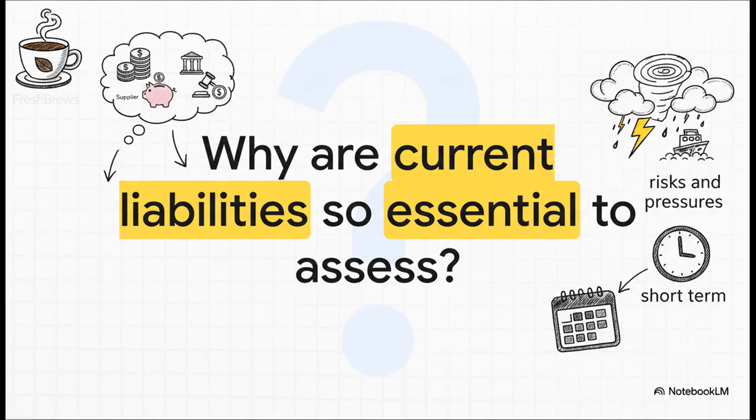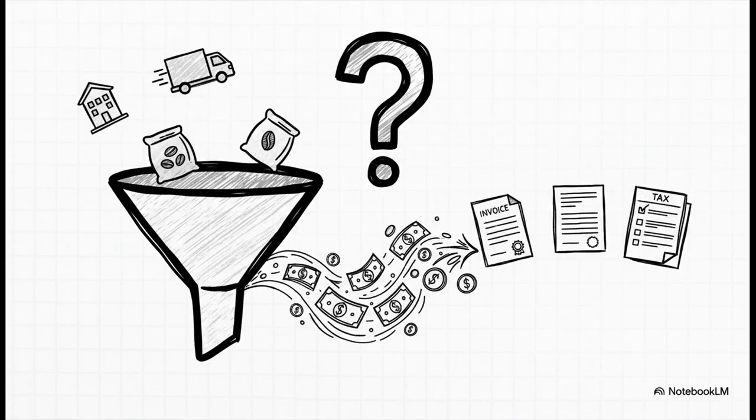So let's just pause for a second. Put on your financial analyst hat. We know Fresh Brews owes money to its suppliers, to a bank, and to the government, all coming due pretty soon. What story is this starting to tell us? What does this list of obligations reveal about the risks and the pressures this little business is dealing with every single day? And here's the answer. The whole reason we care so much about these is because it all comes down to one critical concept: liquidity.